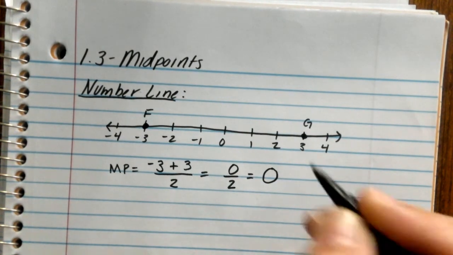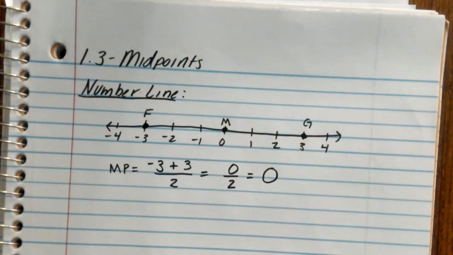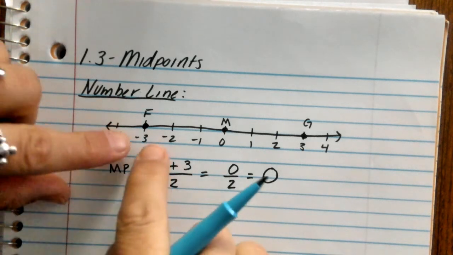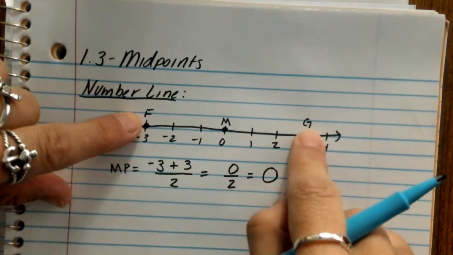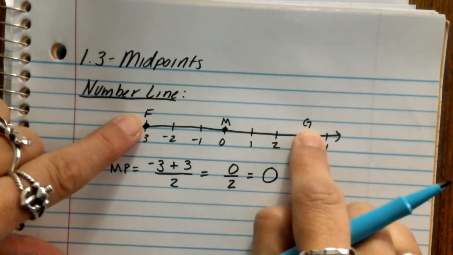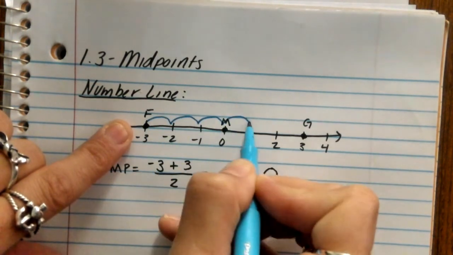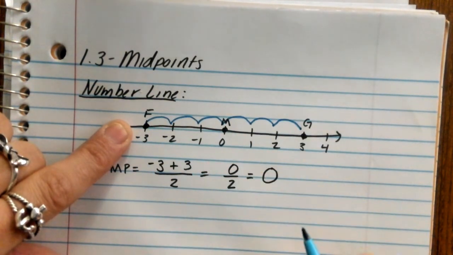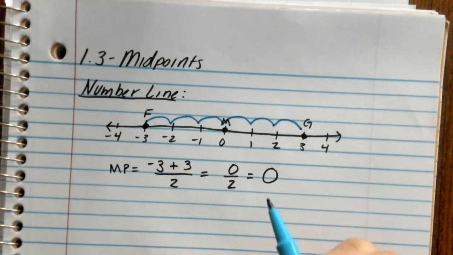So your midpoint is going to be right here at 0. Another way you can do this is you can actually look on the number line. You could count the distance between how many spots you had to move to get from F to G, divide it by 2. Okay, so if we notice we go 1, 2, 3, 4, 5, 6. We went 6 units. So half of that, halfway, your midpoint is going to be 3 units.